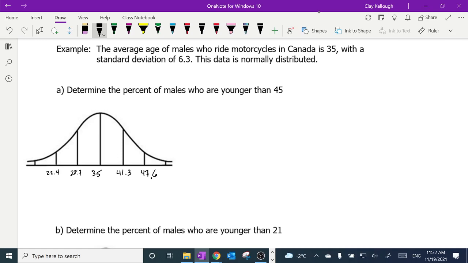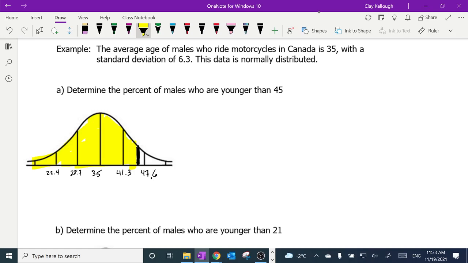What percent of males are younger than 45? So 45 is about here. Maybe I'm just estimating. So what is this shaded region? And again, my apologies for not being able to shade within the lines. I didn't go to kindergarten. So there we go.